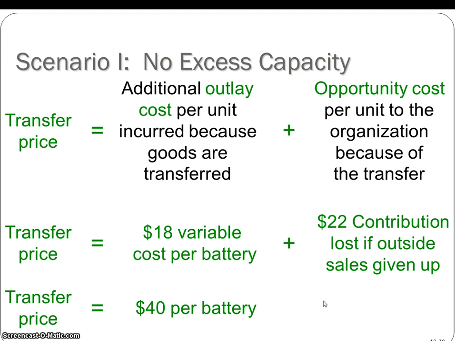So in the circumstances of this case, the additional outlay cost per unit is equal to the $18 variable cost per battery.